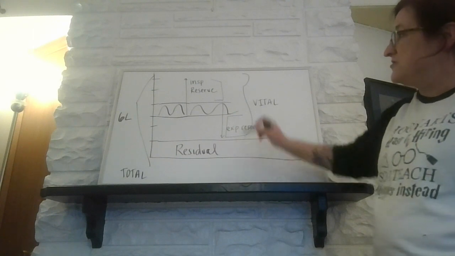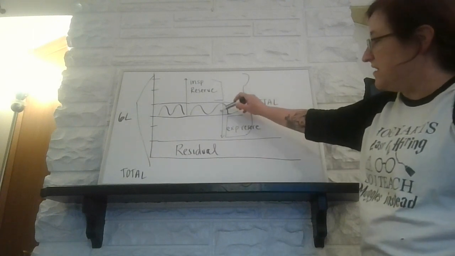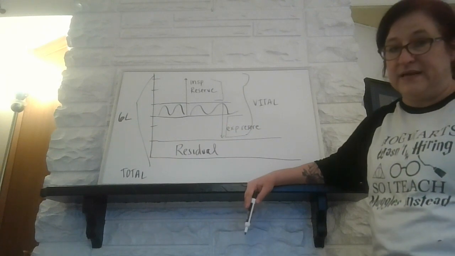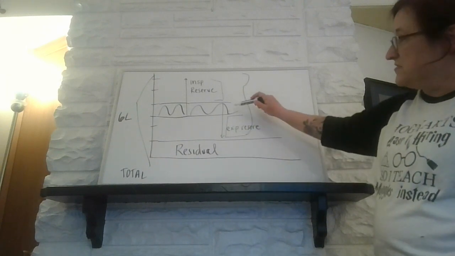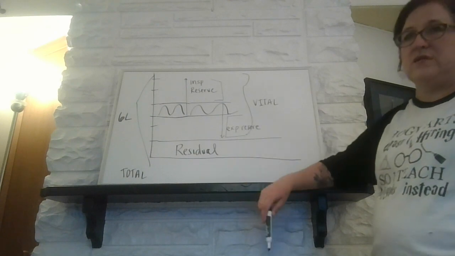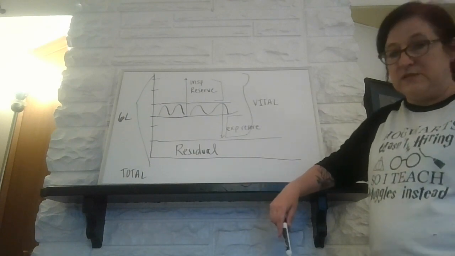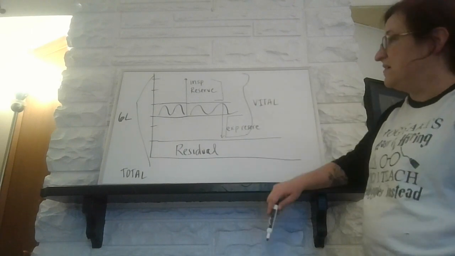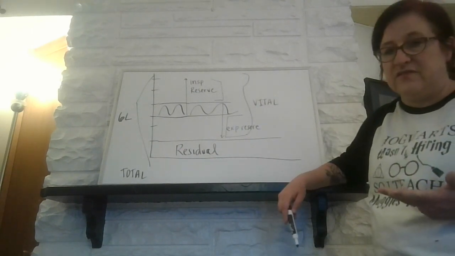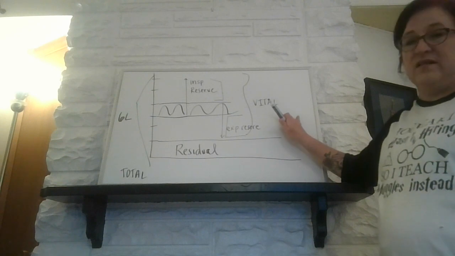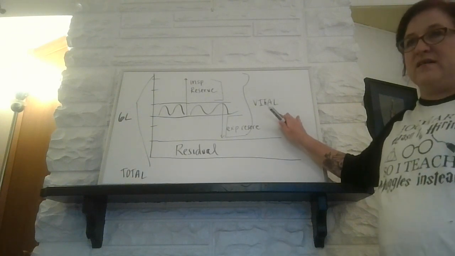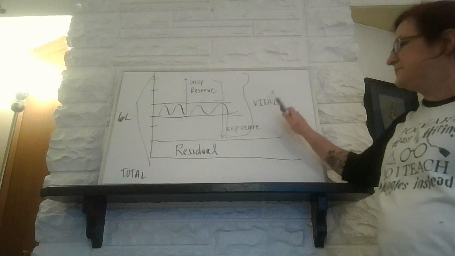If I were to measure the tidal volume and the inspiratory reserve volume, that would be my inspiratory capacity. I could measure the tidal volume and the expiratory reserve volume, and that would be my expiratory capacity. If I measure them all together, my tidal volume and my reserve volumes, that's my vital capacity, how much air I can manage to move in and out at the most.